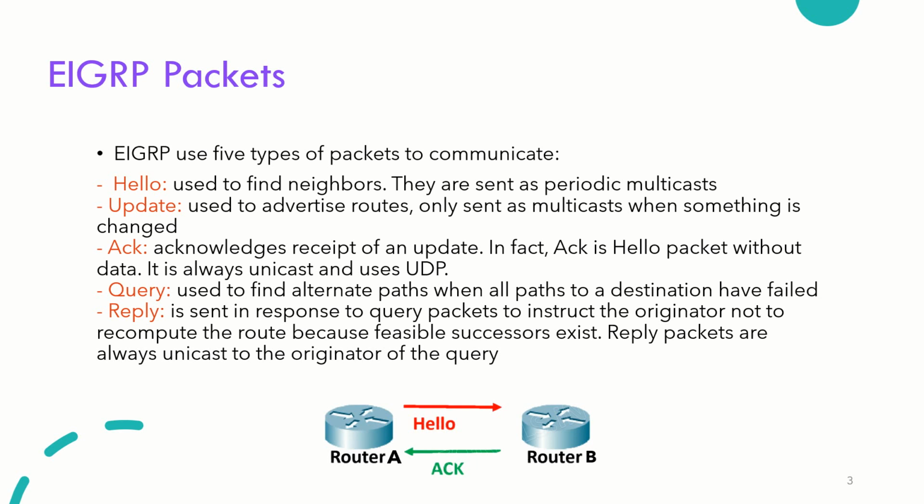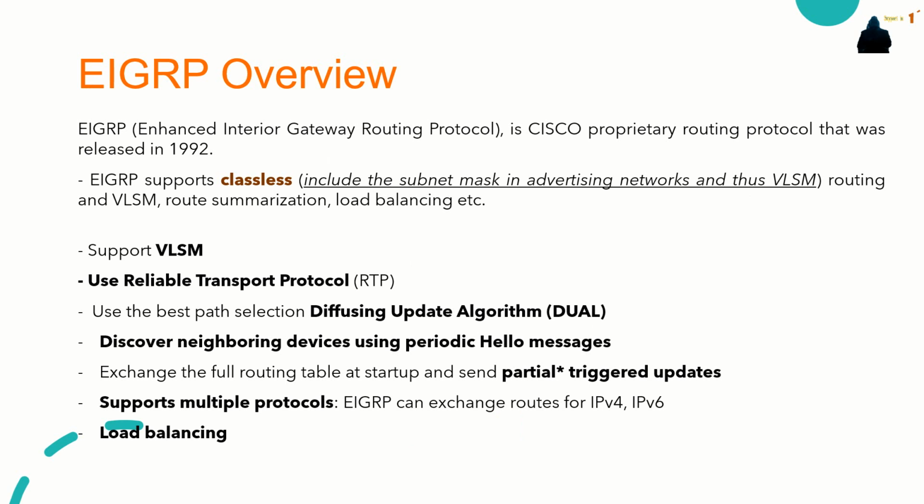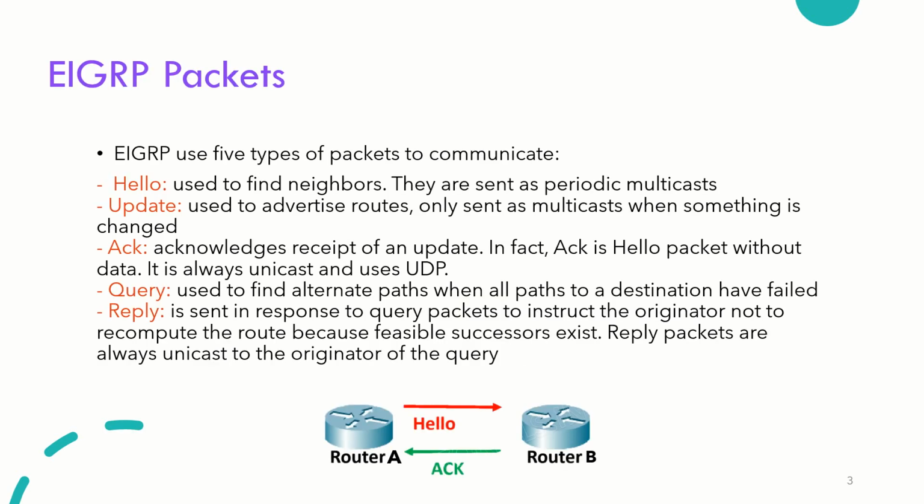EIGRP has 5 packets. When two routers want to become neighbors in EIGRP and EIGRP is enabled, they first send some packets to each other and exchange some packets together. EIGRP uses 5 types of packets to communicate.